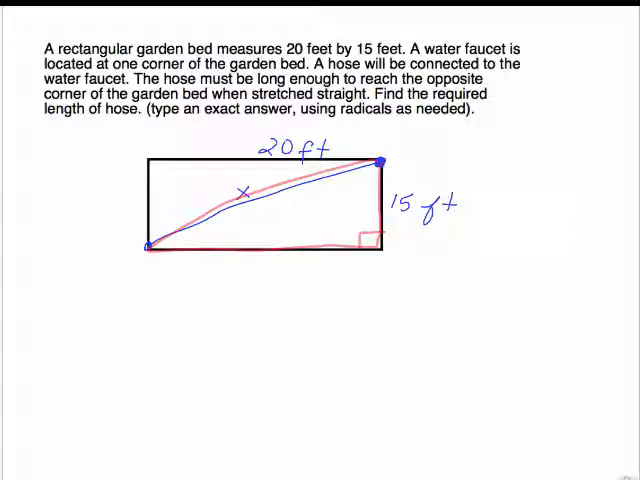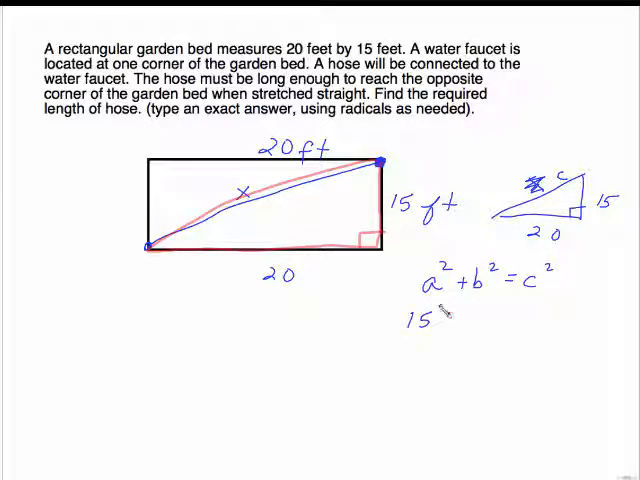This makes my right triangle. I do need to remember that if I'm dealing with a rectangle, if this is 20 feet, this is 20 feet. So this is just simply a right triangle where this side is 15, this side is 20, and we are looking for x. Pythagorean tells me a squared plus b squared equals c squared. I do have a and b, so instead of x here, I really should have said c. So we're looking at 15 squared plus 20 squared equals c squared.